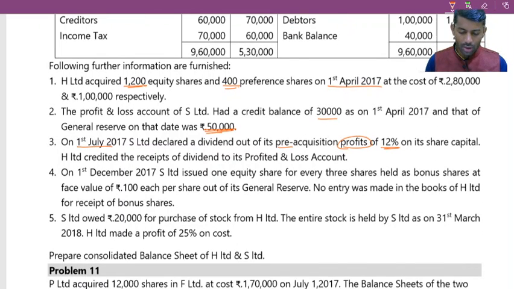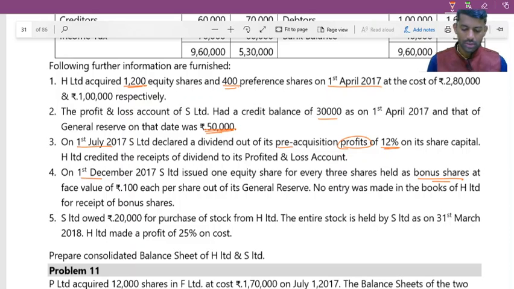Next, on 1st December 2017, S Limited issued 1 equity share for every 3 shares held as bonus shares, at a face value of rupees 100 each per share, out of its general reserve. So that means if we are issuing a bonus issue, it should be out of accumulated profits. That means out of general reserve they have issued.